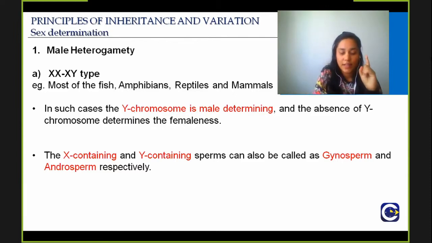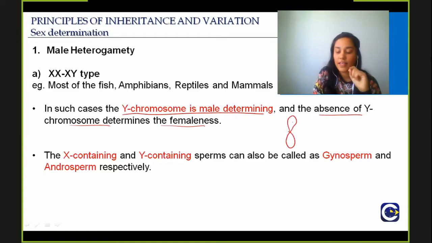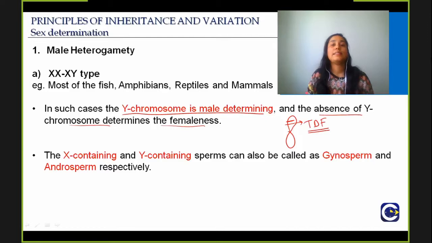In such cases, the Y chromosome is male determining and absence of Y chromosome determines femaleness. Why? Because whenever there is a Y chromosome there are specific factors called testis determining factor. These result in the formation of testis in males, and whenever the Y chromosome is not present, it will be females. You already know it is XX in females and XY in males. But the determinant is the Y chromosome. So what determines sex here? The presence of Y chromosome is male, and the absence of Y chromosome is female.